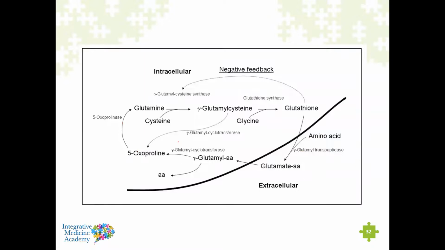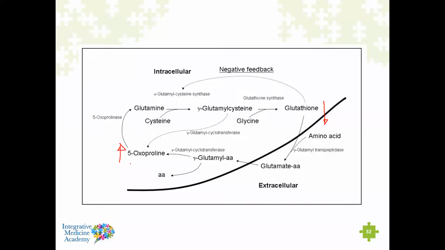So when you look at these slides, just keep the big picture in mind. Try and focus on what would be the most common reason of why glutathione could be impaired and how that could relate to an elevation of pyroglutamic acid.